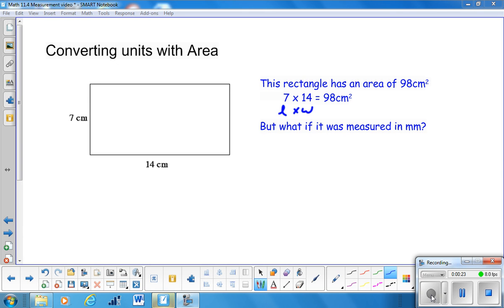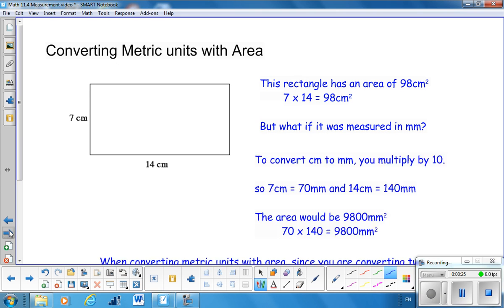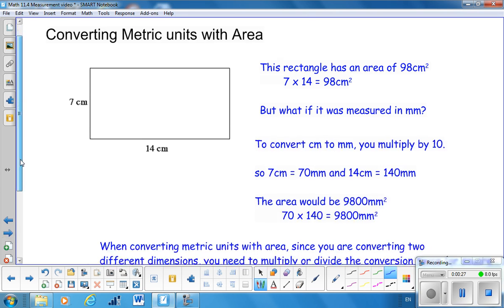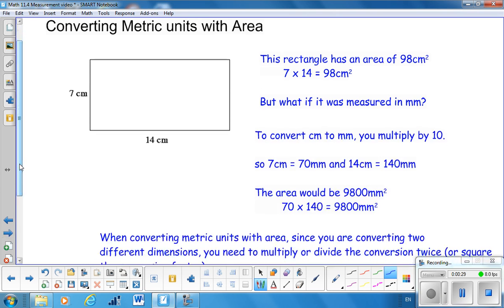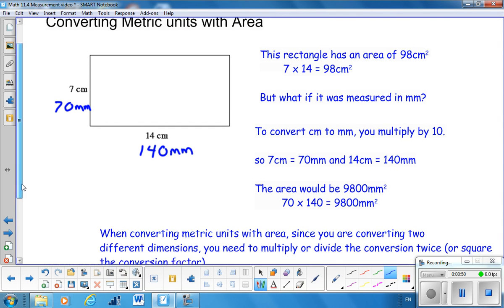But what if it was measured in millimeters? To convert centimeters to millimeters, you would multiply by 10. So 7 centimeters is 70 millimeters, and 14 centimeters is 140 millimeters. The area would then be 70 times 140, or 9,800 millimeters squared.